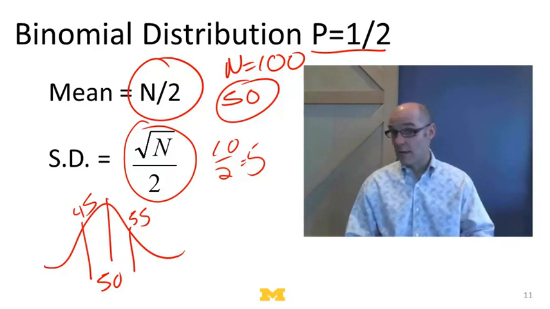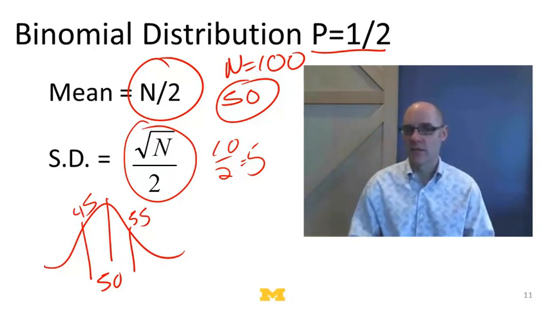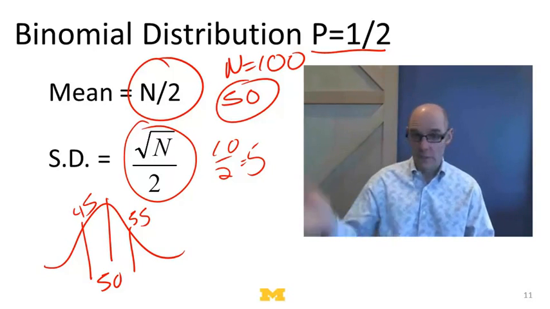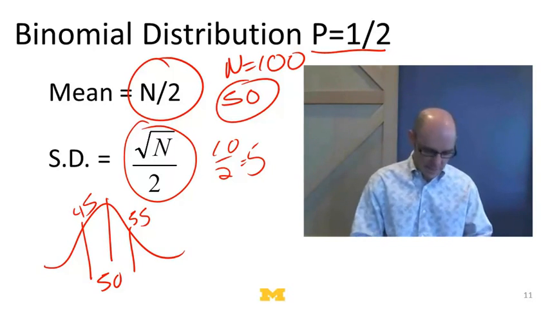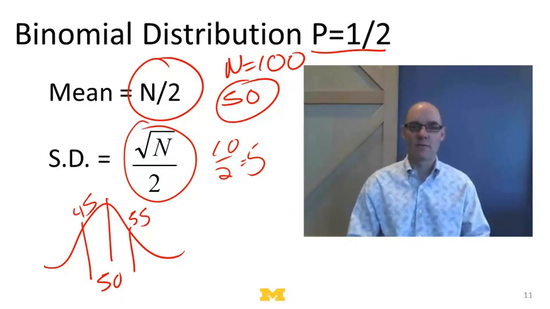So if you want, you can do this at home. It'll take a while. Flip a coin 100 times. Count how many heads you get. Flip it again. Count how many heads you get. Do that a whole bunch of times. You'll find that 68% of the time you get between 45 heads and 55 heads.